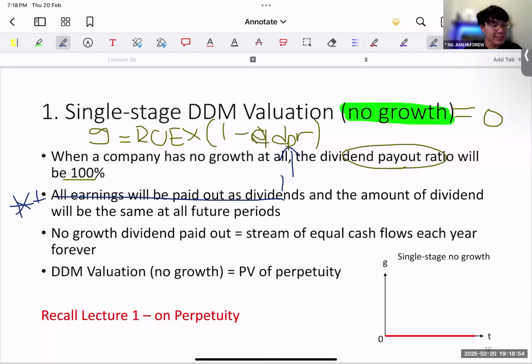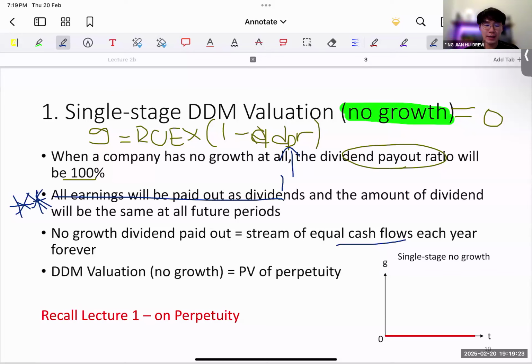Again, I'm going to put two stars here to highlight that this is a condition for no growth, meaning that if the question says no growth, you are expected to know that the dividend payout is 100%. No growth dividend means that there is an equal stream of cash flow each year, forever.